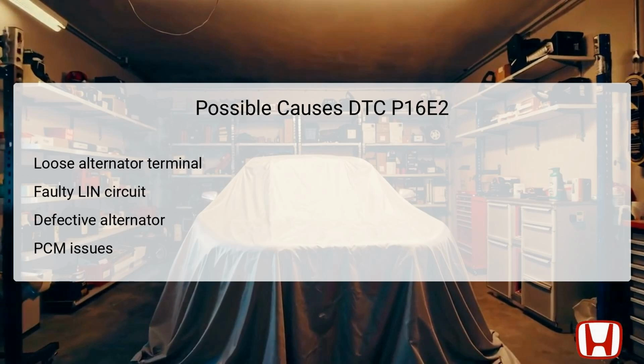Additionally, issues within the LIN circuit, such as wiring faults or short circuits, may also lead to a breakdown in communication. A defective alternator itself can be a cause if it fails to send proper signals to the PCM. Lastly, problems with the PCM, like internal faults or software issues, could also trigger this DTC. Each of these possibilities necessitates careful investigation to isolate the root cause of the error.